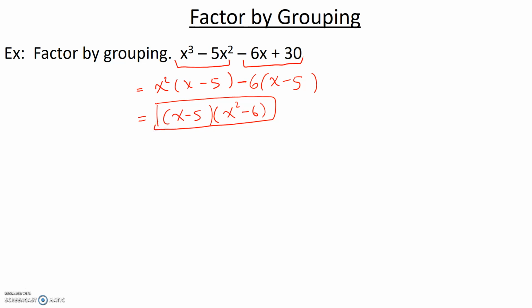If I didn't factor out the negative 6, if by accident I factored out a positive 6, I would have a negative x and a positive 5, which would not match with the factor from the first expression. So to make sure these two factors match, we need to factor out the negative 6.